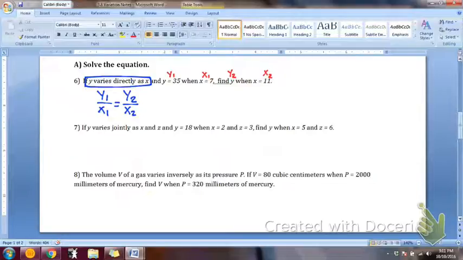So I just did it in the order that they gave me. So now I just fill in my proportion with the correct numbers. So y1 is 35 over 7.